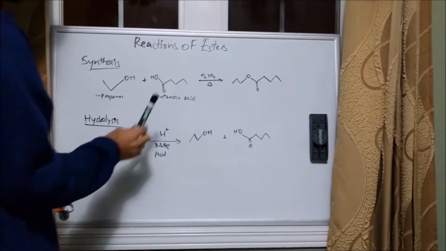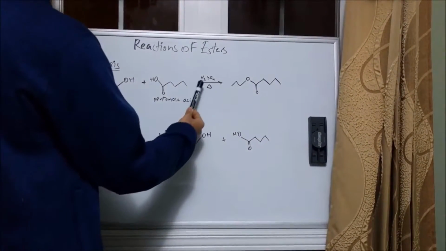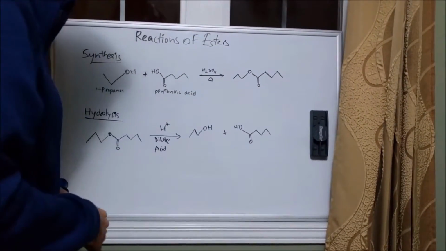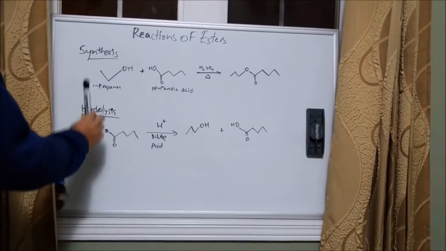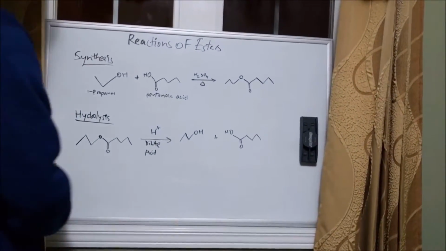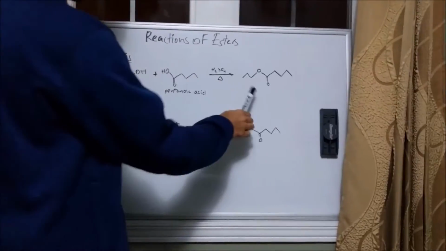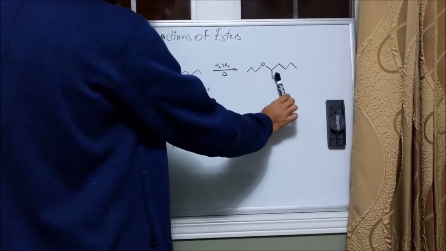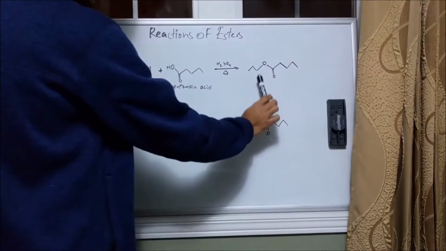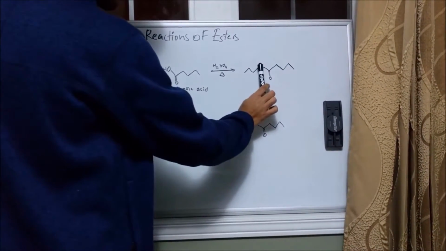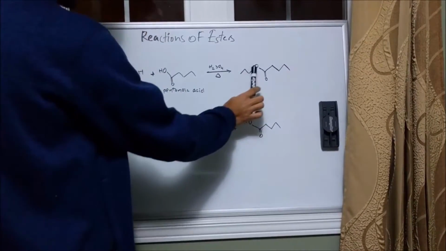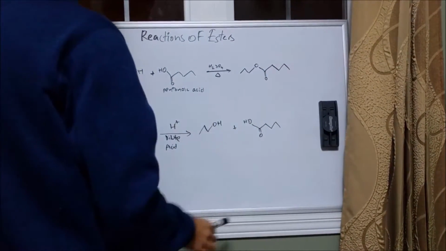So an alcohol plus carboxylic acid in the presence of our textbook catalyst, which is sulfuric acid, and heat, produce an ester. And over here, the alcohol is 1-propanol and the acid is pentanoic acid. The part of the ester that's after the carboxyl group is the part that came from the carboxylic acid, and the part before the oxygen over here, the alkyl group, is the part that came from the alcohol.